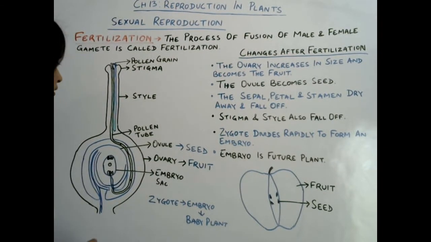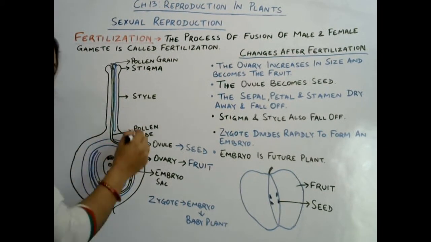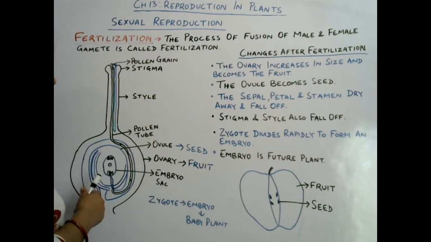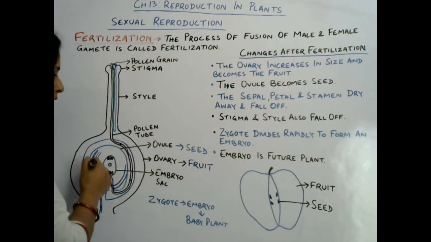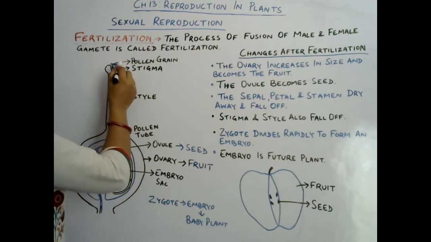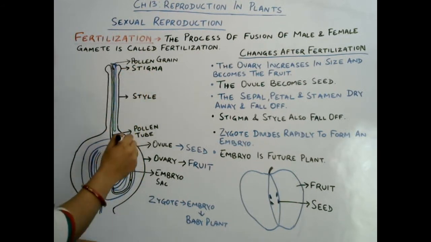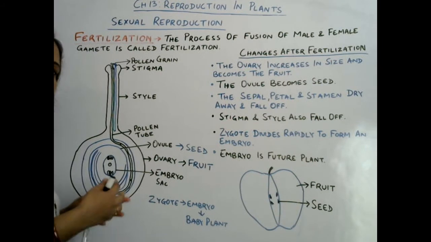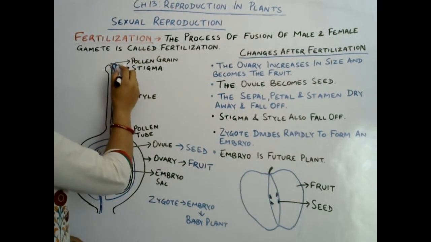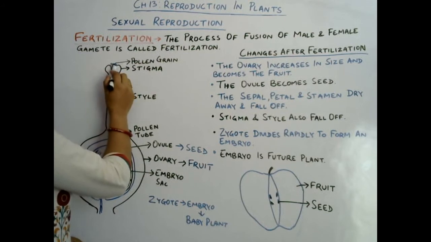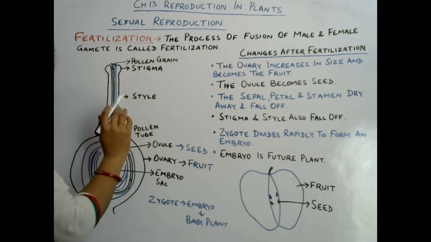Look at this diagram. This is the diagram of the female part, that is pistil or carpel: uppermost part stigma, then style, then ovary. And when pollination occurs, what is pollination? Pollination is transfer of pollen grain from anther to stigma. So this is pollination. When pollination occurs, then on stigma there are some chemicals found.